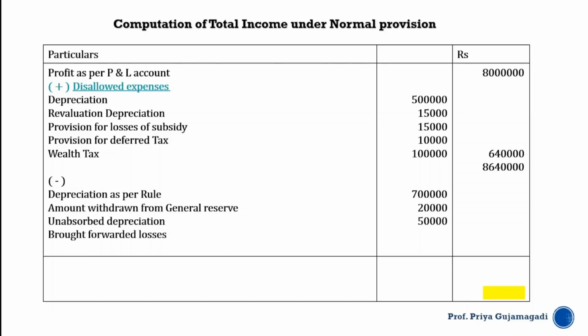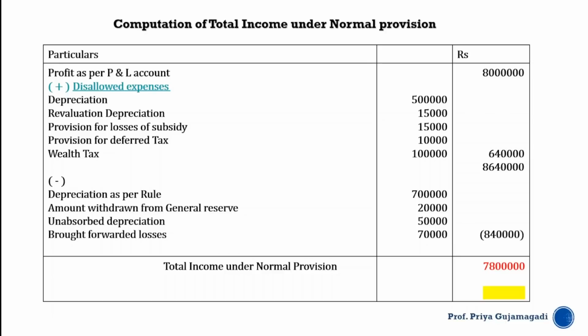So as I said, in normal provision both will come. Unabsorbed depreciation and brought forward loss, both we can adjust. So we will total it. It will amount to 8 lakh 40,000. We have to deduct it from the 86 lakh 40,000. So 86 lakh 40,000 minus 8 lakh 40,000. That is the total income under normal provision, 78 lakh.